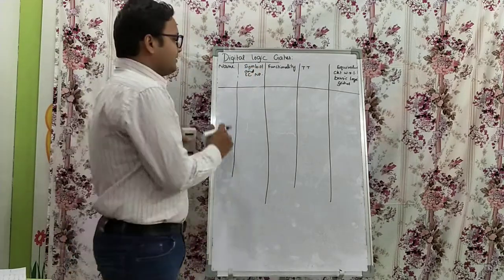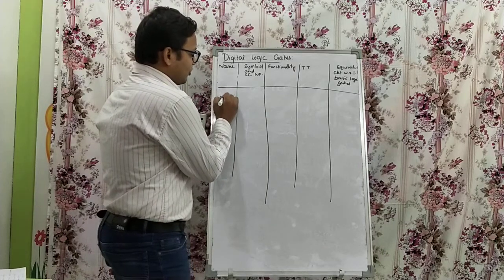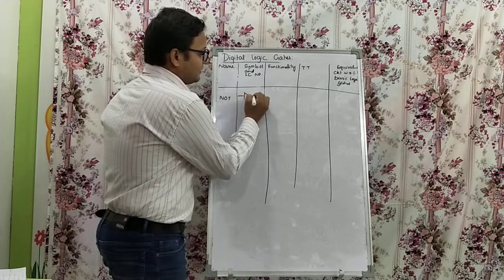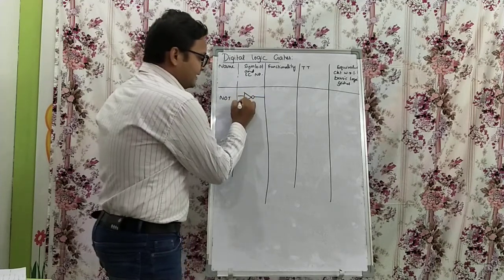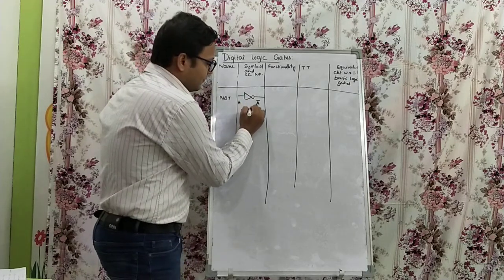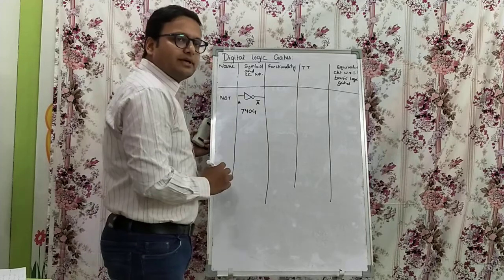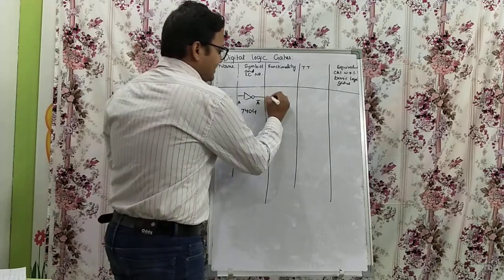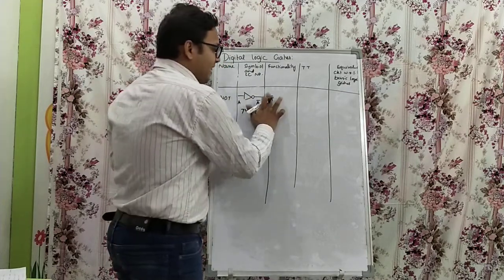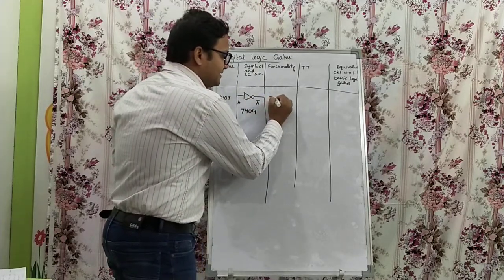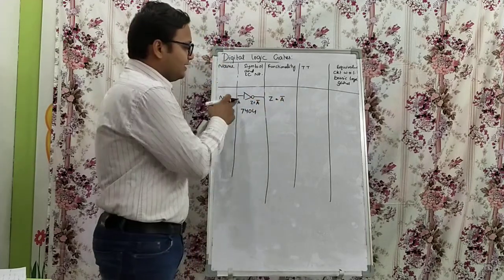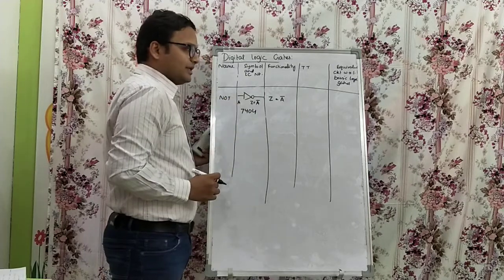These are the things, symbol and IC number, we are going to see here. Mainly the name is NOT, the basic logic gate NOT. The symbol is A, which is A bar. The IC number is 7404. The functionality is A bar, meaning output Z is A bar, the inverted output. Whatever input you give here, the inverted output, that is the functionality.